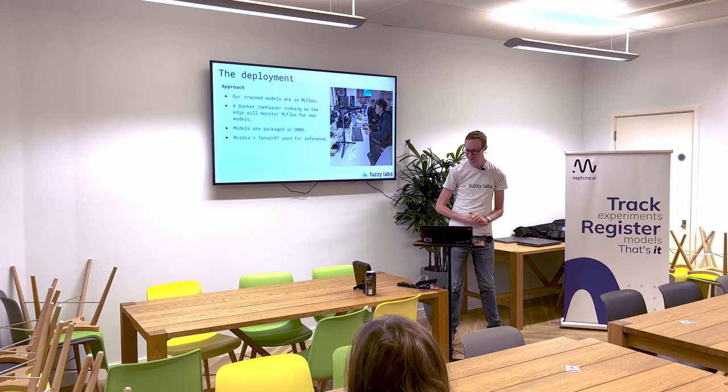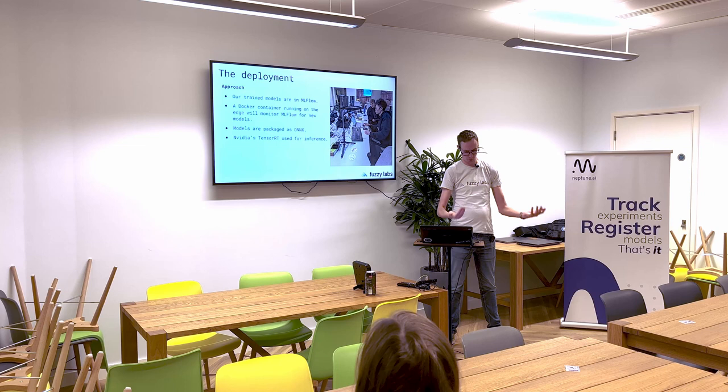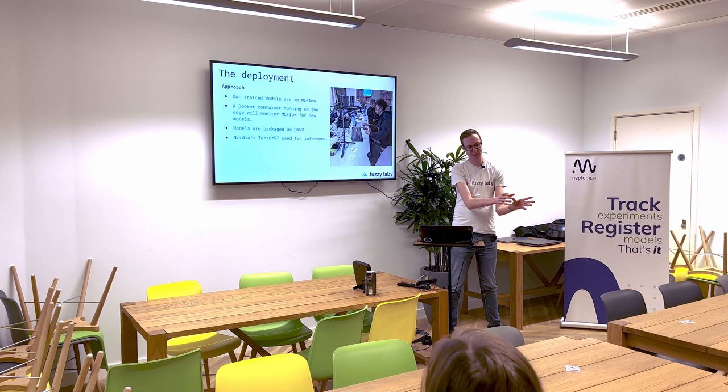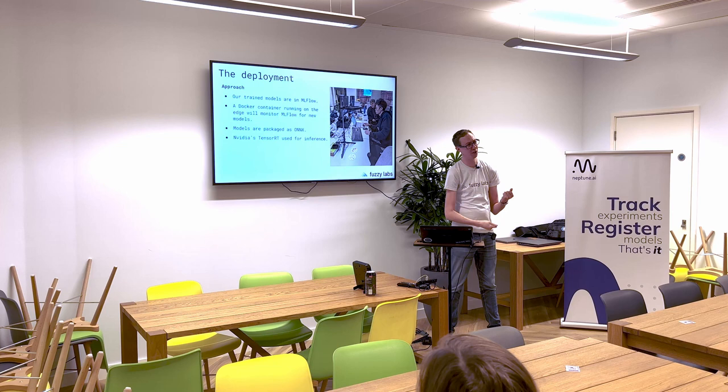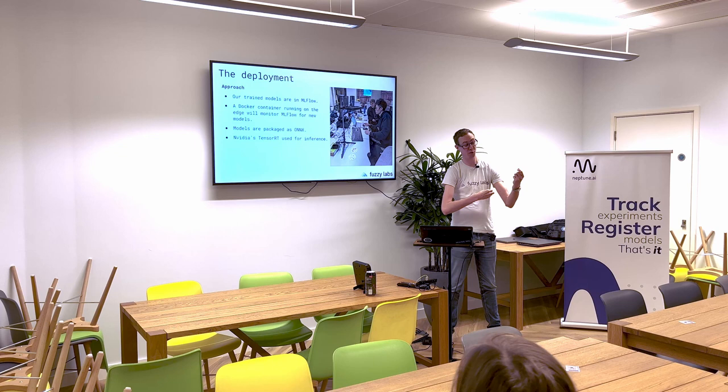So all the trained models are stored in MLflow. That's our model registry. But what we also do is have a Docker container that runs on the Jetson Nano, and its job is to run the model, but its job is also to keep an eye on the MLflow instance and see if there's a new version of that model. So if it sees a new version, it will pull it down from MLflow and then restart the served model, so we've got the new version running.